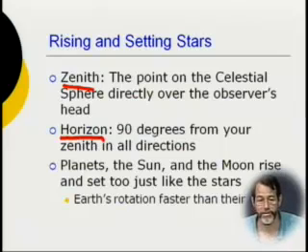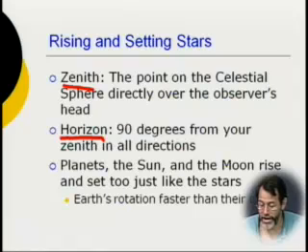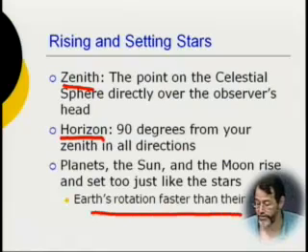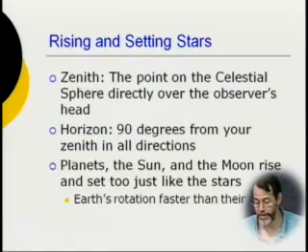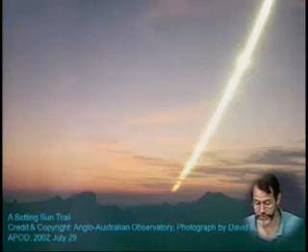But the actual physical horizon has classrooms and people and mountains and things in it. So it's not always 90 degrees. If you go up on a hill, it can actually be less than 90 degrees. So planets, the sun, the moon, all rise and set just like the stars. And that's because the Earth's rotation, as I mentioned last lecture, is faster than their orbits, all determined by how fast the Earth spins.